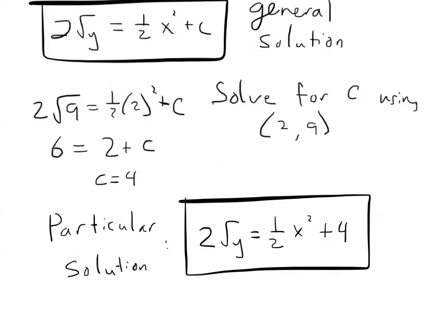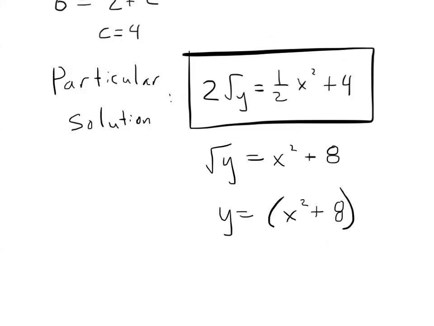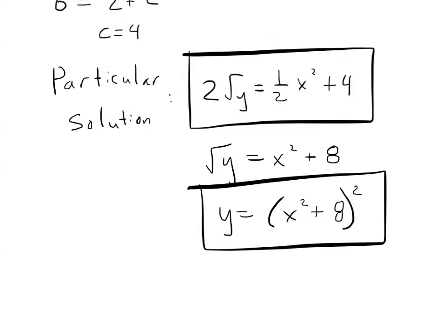That's the particular solution. Now, just like I said in the previous video, if you wanted to, you could rewrite this. We could multiply both sides by 2 and get x squared plus 8 and then square both sides. This answer is also acceptable. I'm fine with either one of them. That's all I have in this video. We just have one left, and I'm hoping I can keep it on the short side, so wish us all luck.